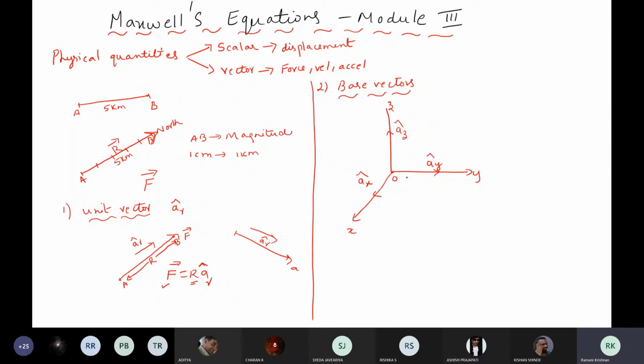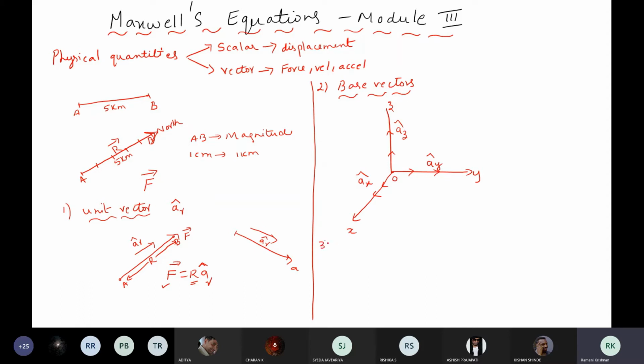Okay, and they are always pointing away from the origin. Now, let us define base vector. Base vectors are unit vectors which are oriented away from the origin, and they are inclined along the direction of the respective axis. Okay, so this was the second definition you're supposed to know.